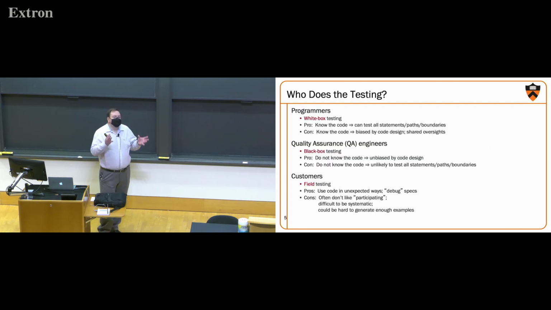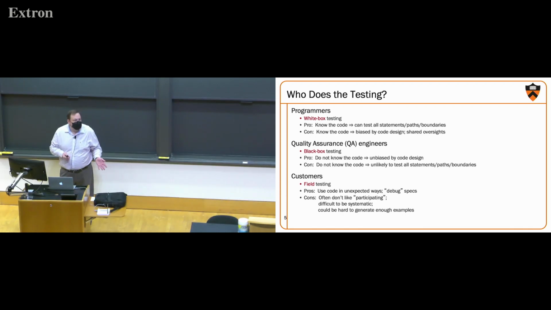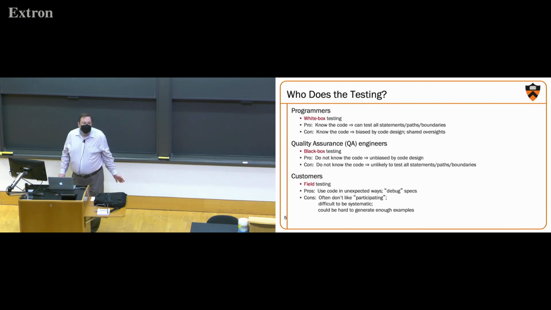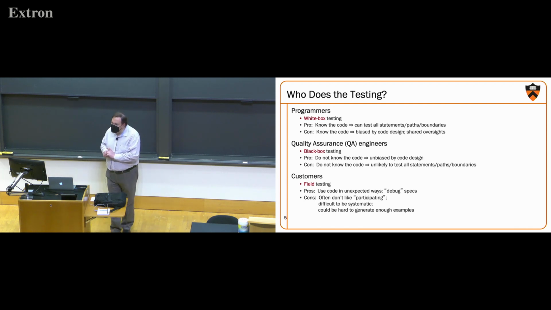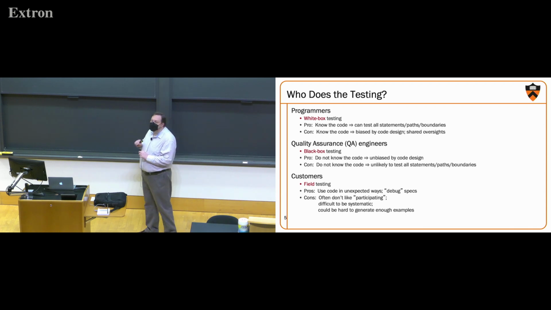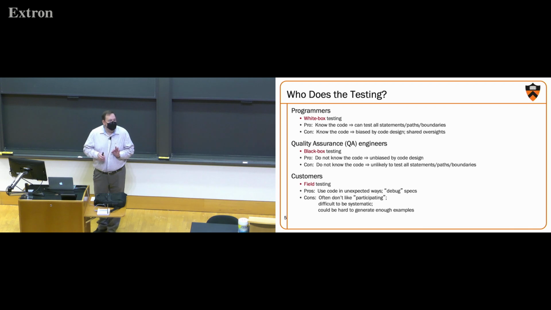So you can break down different strategies for testing along various axes. One is who does the testing. If the programmer, the person who actually wrote the code, does the testing, this is known as white box testing. You know the code, so you can systematically go through and test all of the bits of the code, all of the paths that the code could take. On the other hand, you're the one who wrote the code in the first place, so if you made a bug writing the code, you're probably going to commit the same thinko when you are designing test cases for the code. You're biased by the code design.